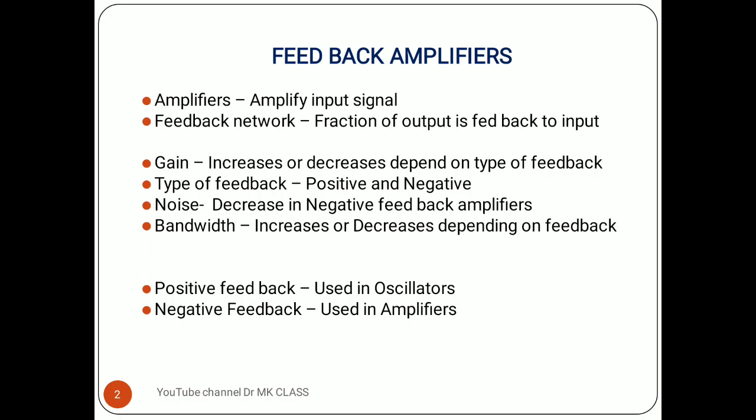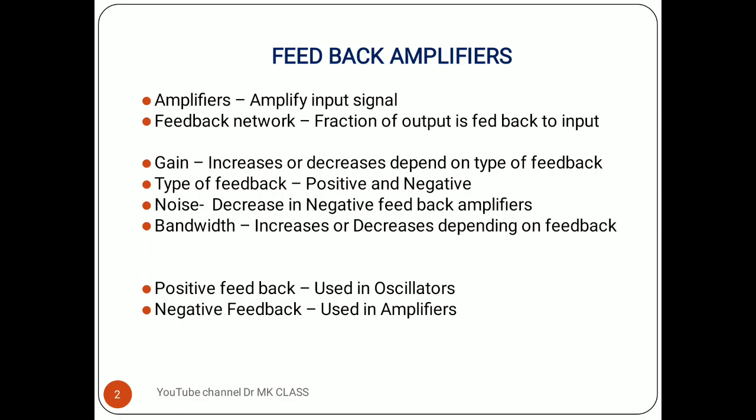Amplifiers will have a gain of more than one, whereas feedback networks will have a gain of less than 1. Wherever the gain is less than 1, we call it an attenuator. Amplifiers amplify the signal by a gain factor of more than 1. Attenuators will attenuate the signal, meaning they will not disturb the phase and frequency. They will decrease the voltage level, so the gain is less than 1.